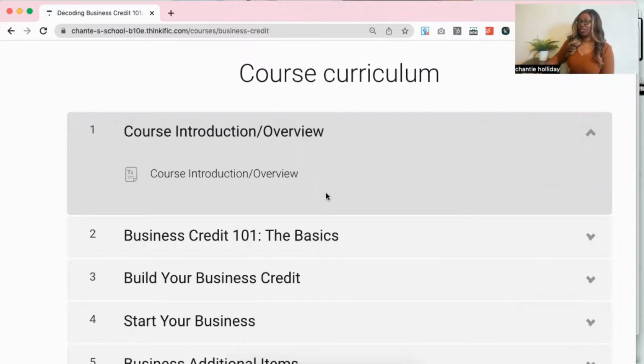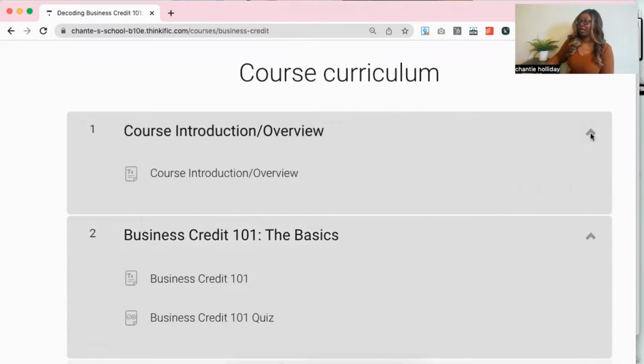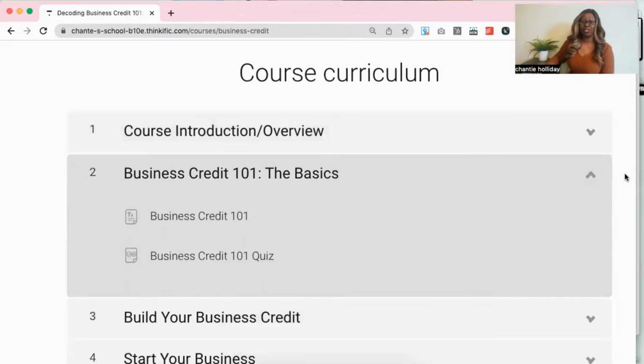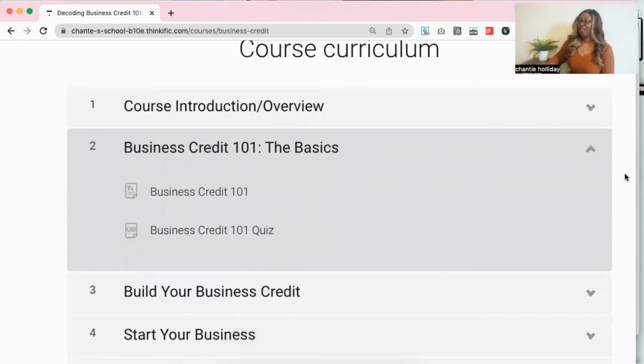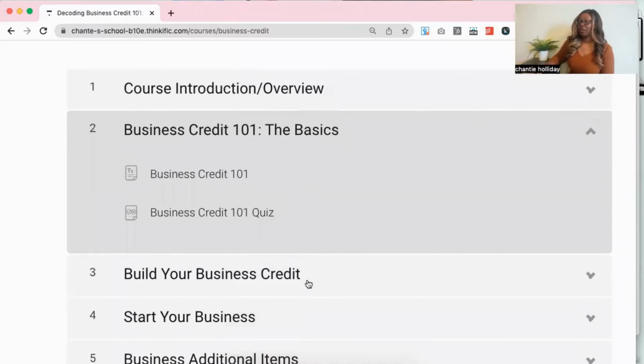So the course introduction overview basically lays out the foundation of the course and what to expect for your students. Next, you're going to have Business Credit 101, the basics, to make sure that they understand what is a Paydex score? What is the score range for a Paydex score? Is it like a FICO score? What exactly is business credit and why should it be important to me?